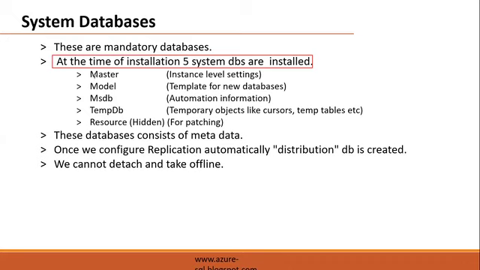Master we know already, which maintains total server level metadata. Model is a template for new databases. Whenever we create a new database, the database is created by taking the settings of the model database. Currently the model database size is 800 MB. Whenever a new database is created, it is created with the same size, 800 MB. It is just a template for new databases.